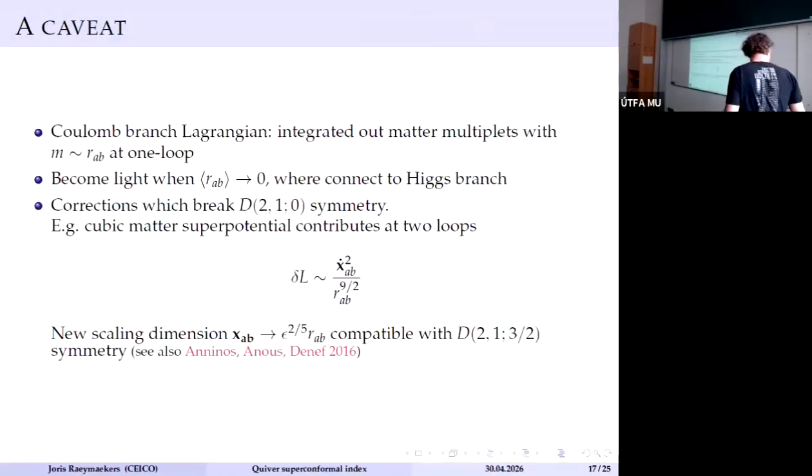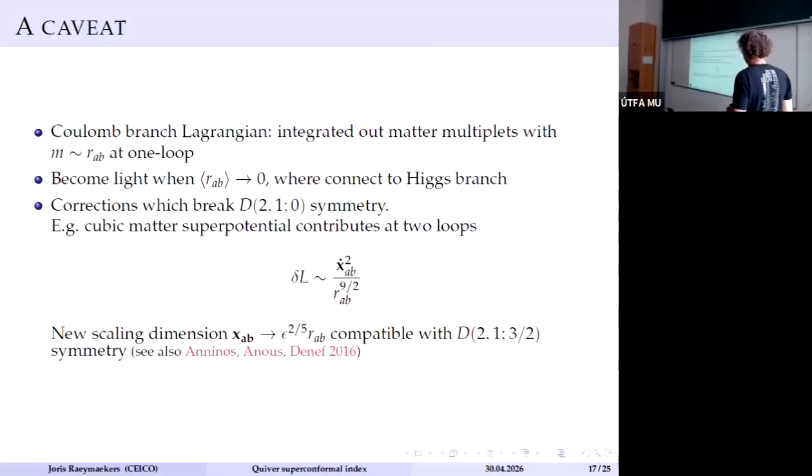There is a caveat in what I told you so far. All the limits I took were well defined, nothing blew up, but we also made an approximation to begin with. That's where the caveat comes from. To go to the Coulomb branch, we integrated out some matter multiplets whose mass goes like the separation between the branes. So when the branes become very close, those states become light, and the effective description becomes questionable.